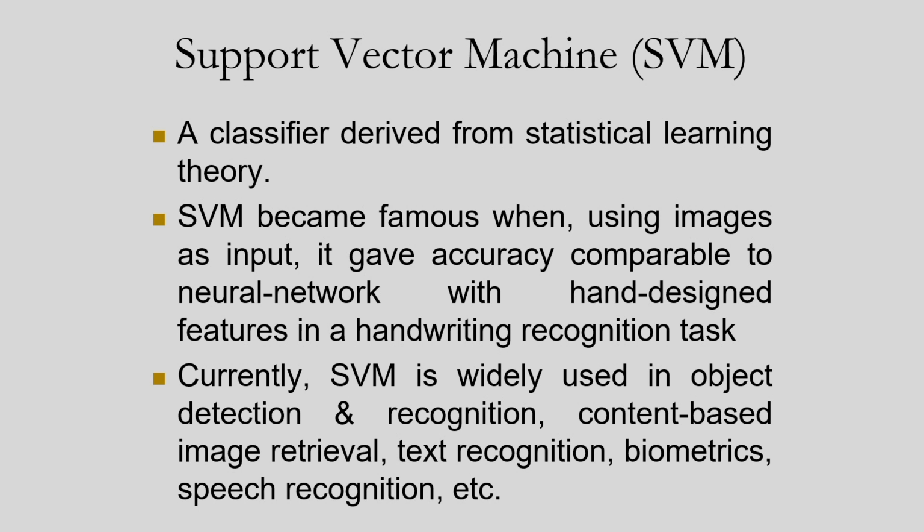So if I consider more number of classes, I have to find the best decision boundaries between the classes. That is why it is called a discriminative classifier, because I do not need the information of the class conditional density. In support vector machine, we can consider different applications like handwriting character recognition, and there are many other applications like object detection and recognition, content based image retrieval, text recognition, biometrics, speech recognition. So there are many applications of support vector machine which can be used for classification and recognition.